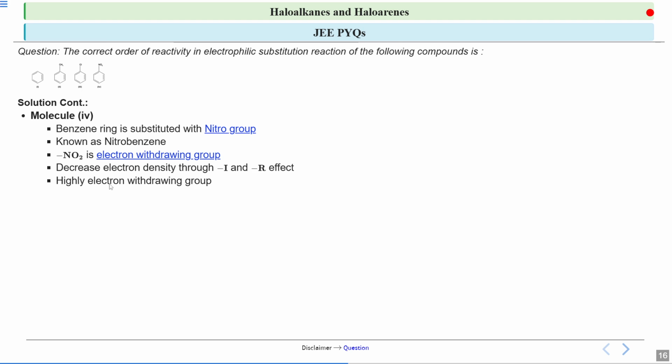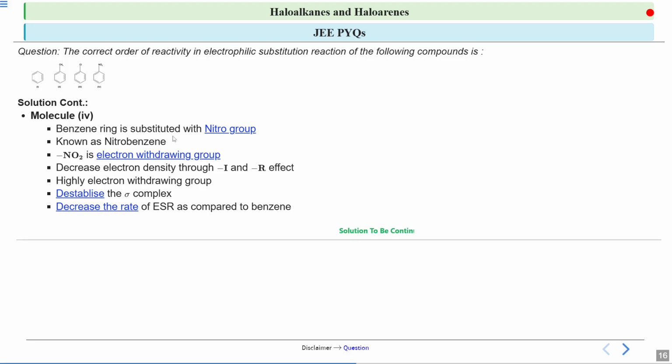This is a highly electron withdrawing group. This is again the most effective electron withdrawing group, the nitro group. Due to its electron withdrawing nature, it will destabilize the sigma complex formed, due to which the ESR rate will decrease as compared to the benzene. So now we have two molecules, the third and fourth, which have an electron withdrawing group as a substituent on the benzene ring, and it is destabilizing the sigma complex and decreasing the rate of ESR.